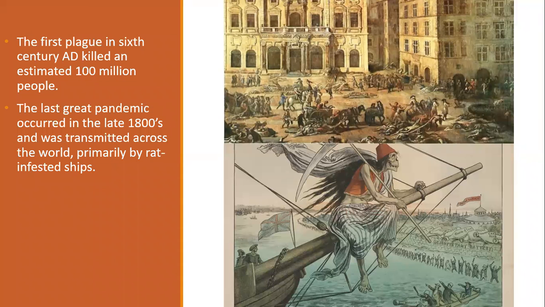So the first plague was in the 6th century AD and it killed an estimated 100 million people. The last great pandemic occurred in the late 1800s and was transmitted across the world, primarily by rat-infested ships.